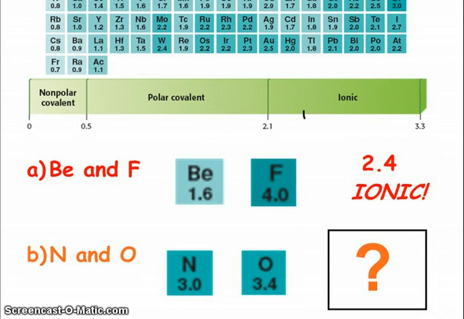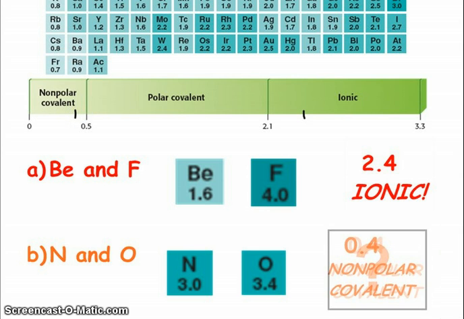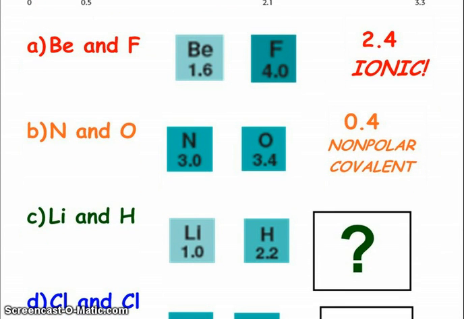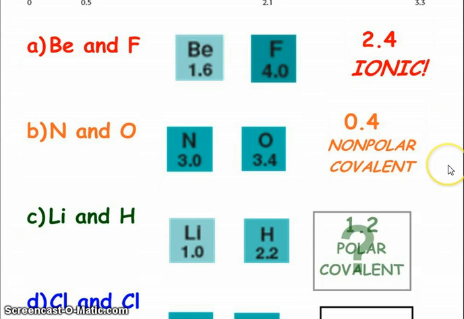What about between nitrogen and oxygen? Again, subtract, find the difference. I just blew those up from the chart, and the difference is 0.4. And so 0.4 is over here in the nonpolar region. And so that is the type of bond. A nonpolar covalent bond will exist between those two elements. Another one here, lithium and hydrogen. The difference of that would be 1.2, and it's up here at the top though, but 1.2 falls in the polar covalent region. And so that is the type of bond that will happen between lithium and hydrogen.